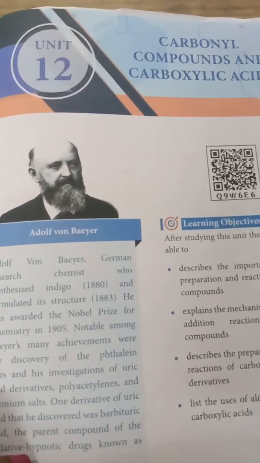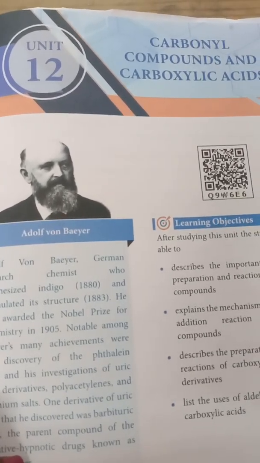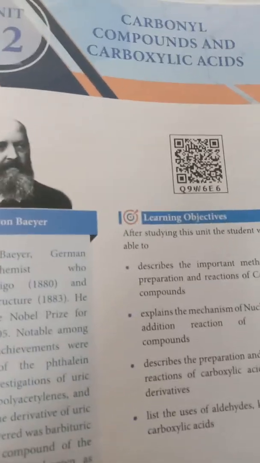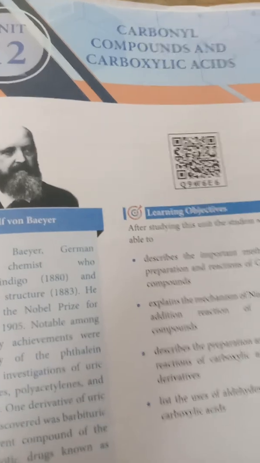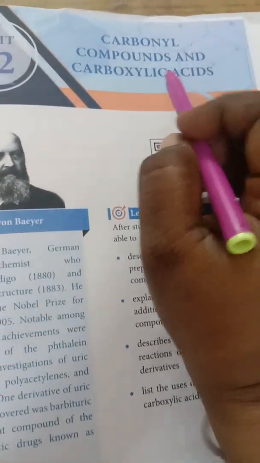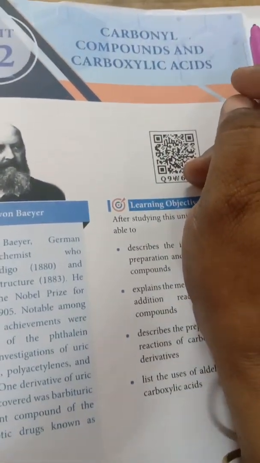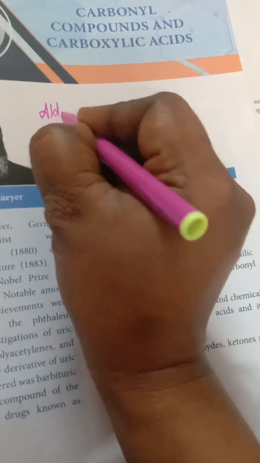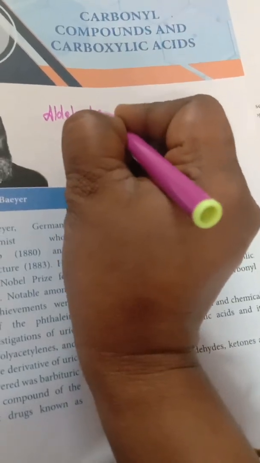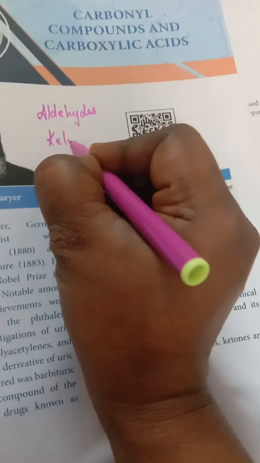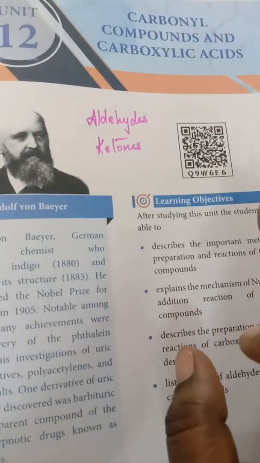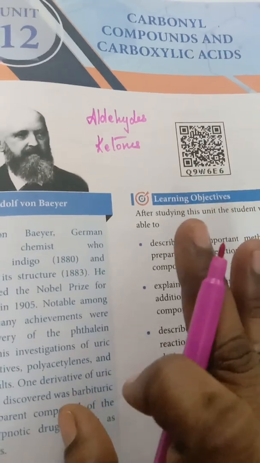Good morning, students. Today we are going to see in chemistry the new chapter, that is carbonyl compounds and carboxylic acids. First in this chapter we see about the carbonyl groups. Once we hear the word carbonyl, the two things that you must remember are the aldehydes and the ketones. Aldehydes and ketones come under the carbonyl groups. In this lesson we are going to learn about aldehydes and ketones.